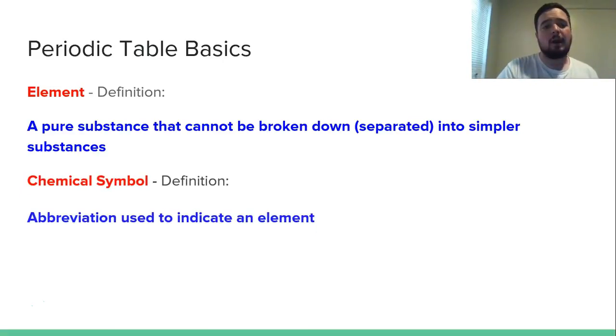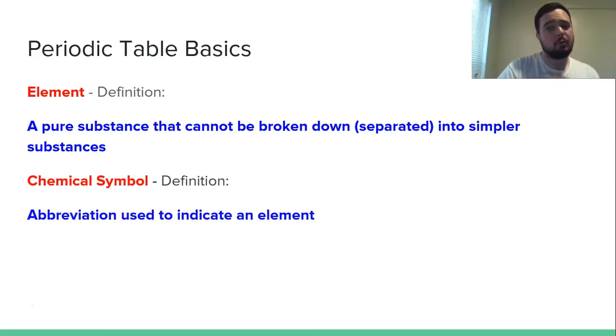Chemical symbol. It's an abbreviation used to indicate an element, which is highly, highly important. This is the whole point of reading. Symbols are the words of chemistry. If you don't know what a symbol means, then you're going to have a really hard time doing any chemistry at all, which we'll definitely dive further into, and you'll have plenty of practice doing that.